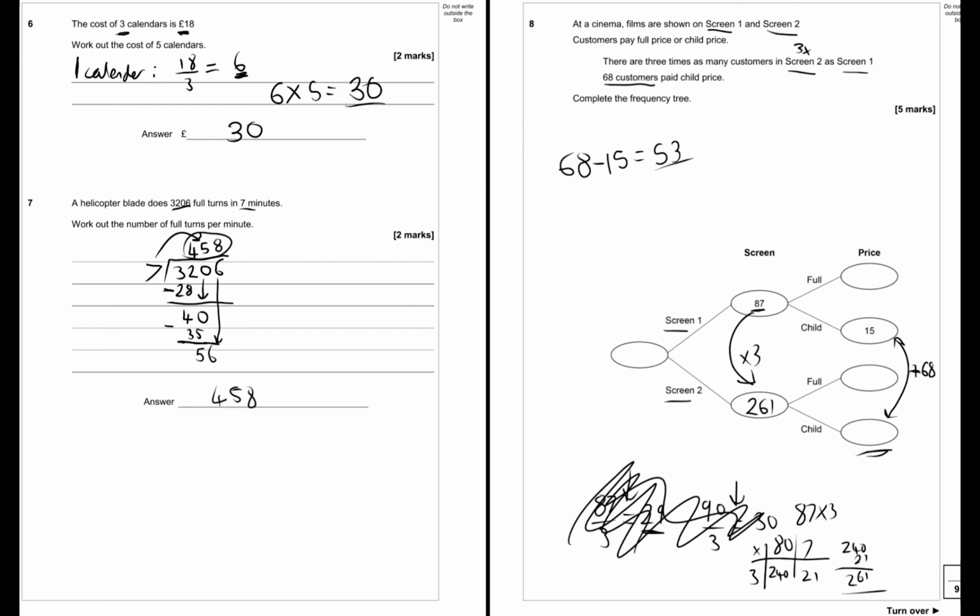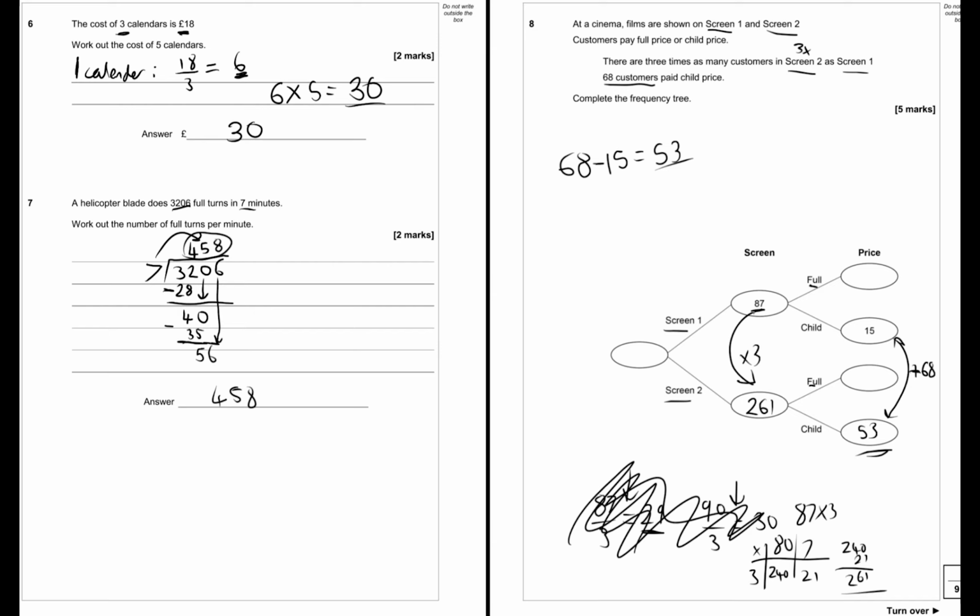53, I believe. So there's 53 children in screen 2. Okay, now we just need to find this one and this one. So let's do screen 1 first. We need to find how many people are in the screen.